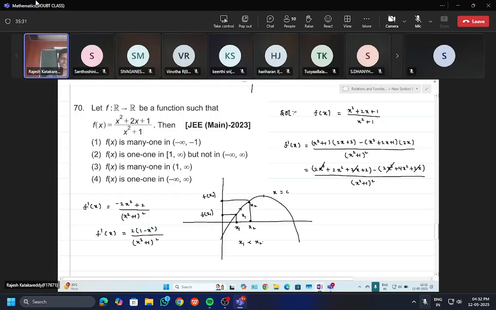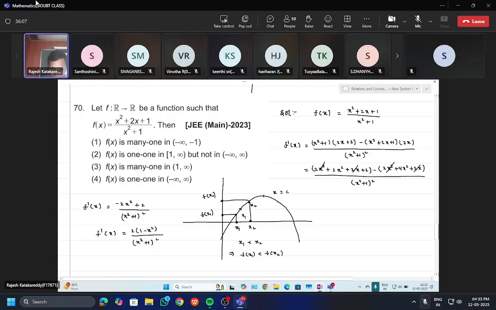When you decrease the value of x, the function value should decrease. That is an increasing function. Whatever is happening in the value of x should happen in the value of the function as well. If it is happening the opposite way, that is a decreasing function. Clear? I can clearly see f of x2 is lying above f of x1. So f of x1 is less than f of x2. Therefore, the function is increasing.